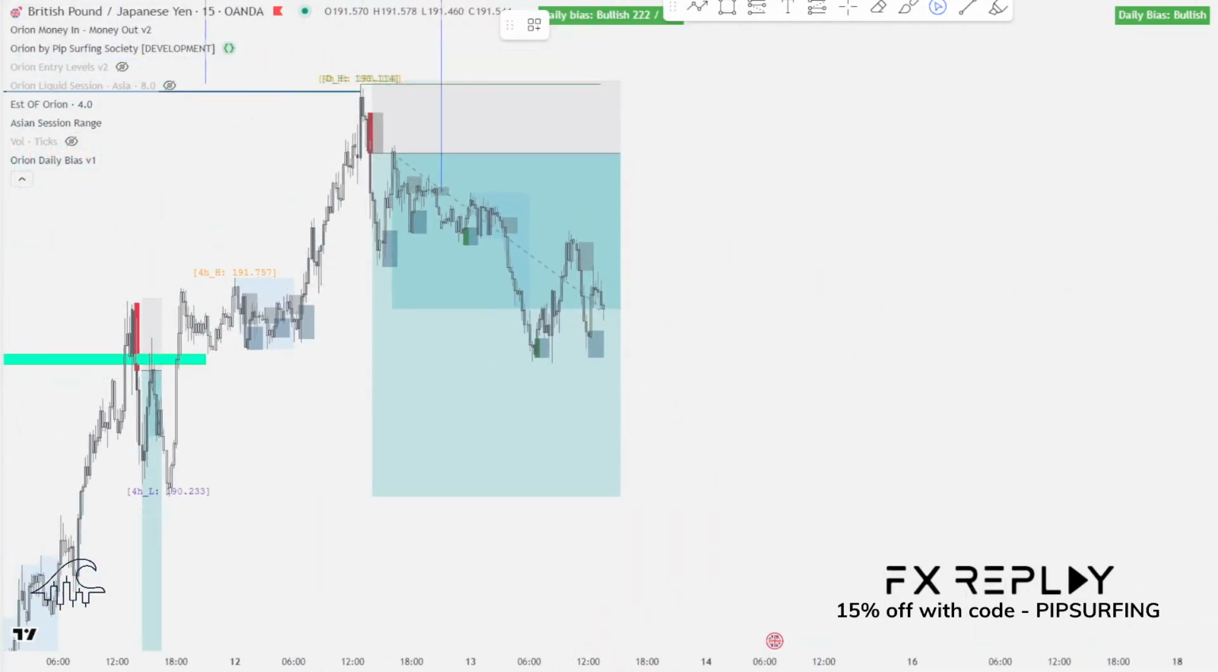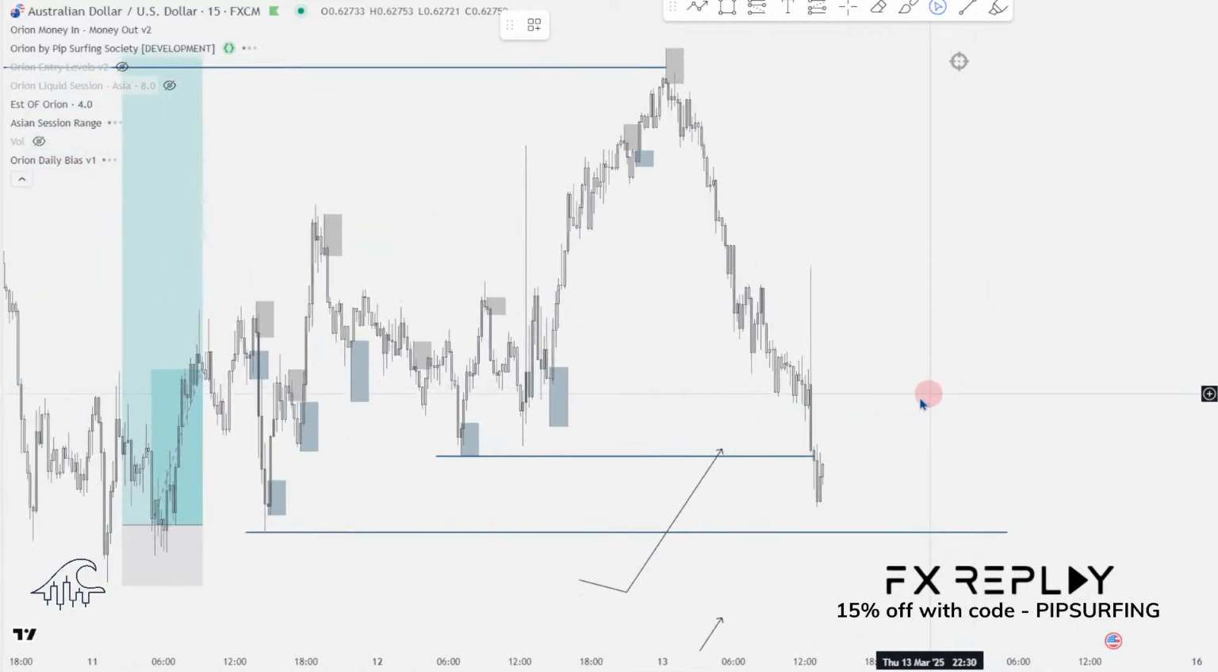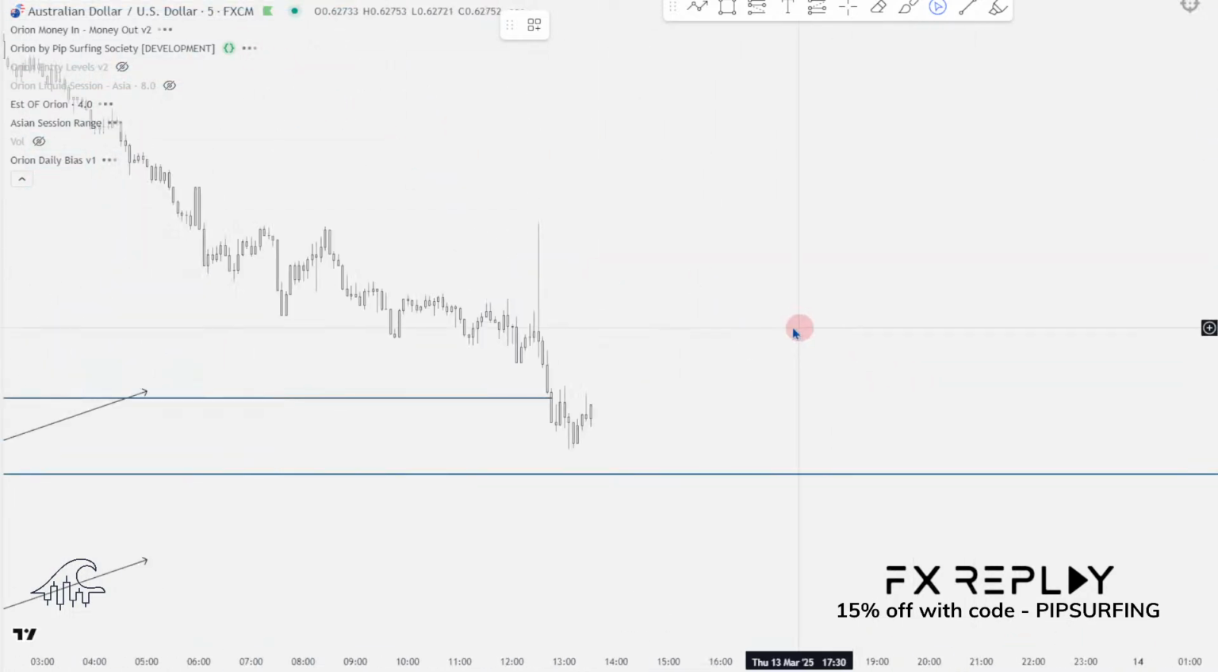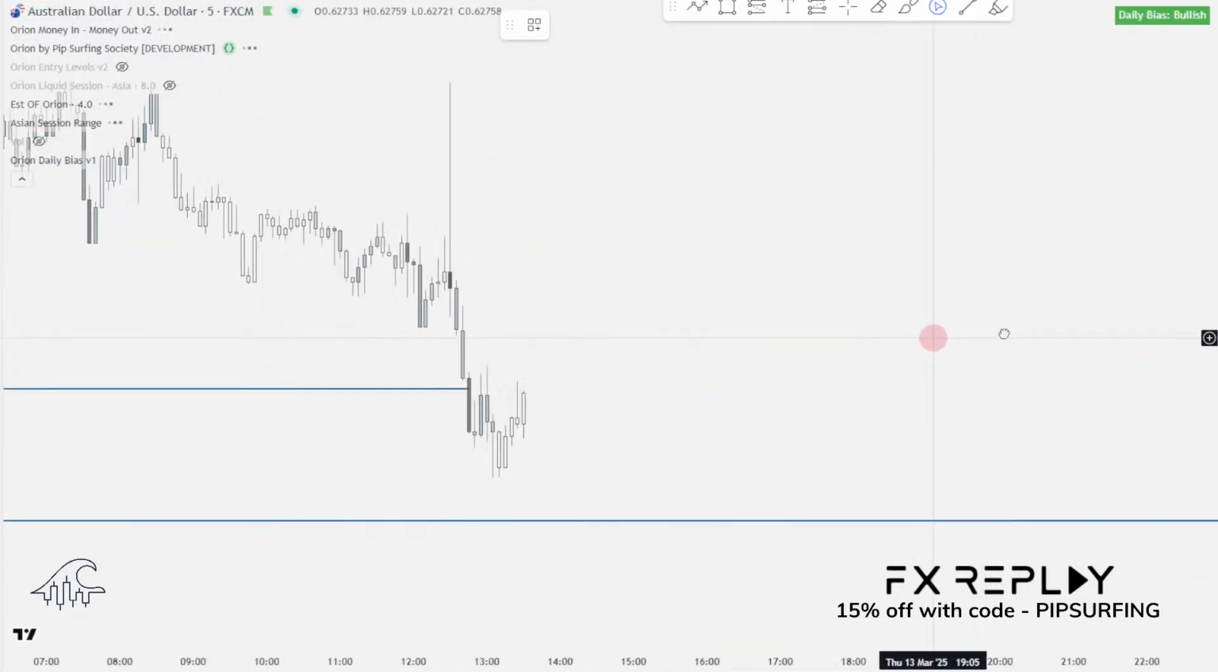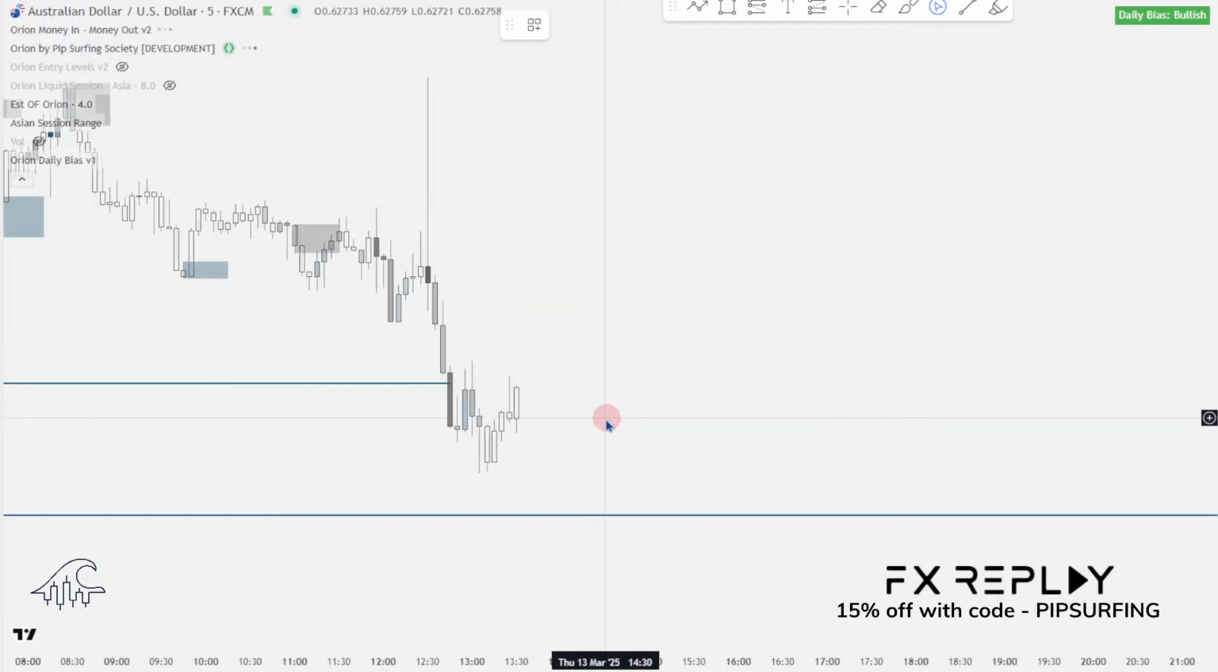Cool. Go back over to our AUD pairs. Back down to the 5-minute. Same thing happening here. Now, have we seen anything happen from here yet? No, we haven't. So at the moment, we're not doing anything. We're just sitting on the sidelines and watching.